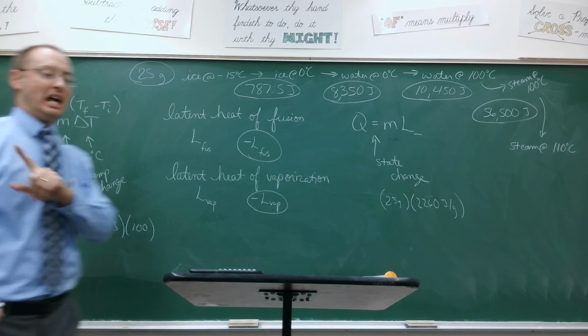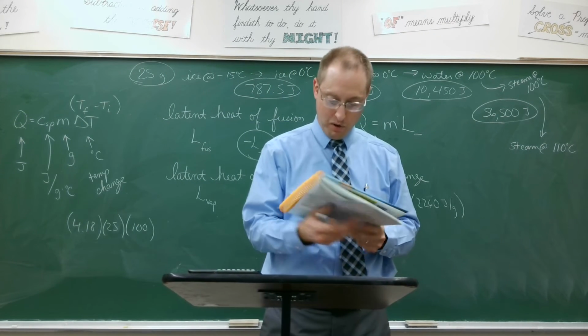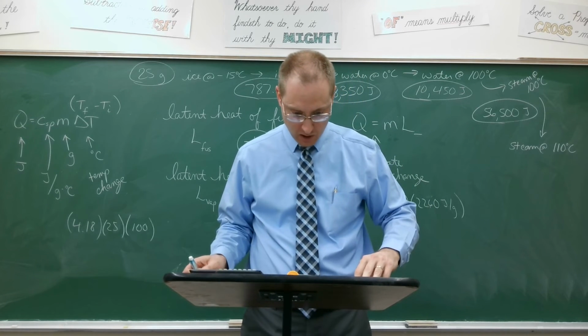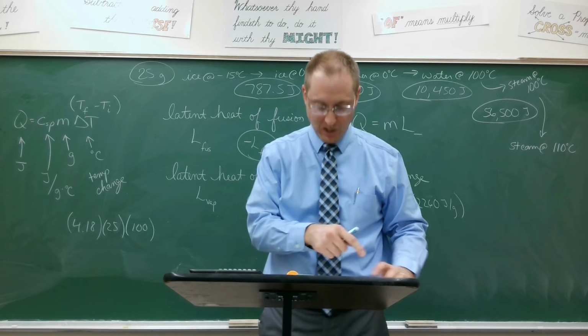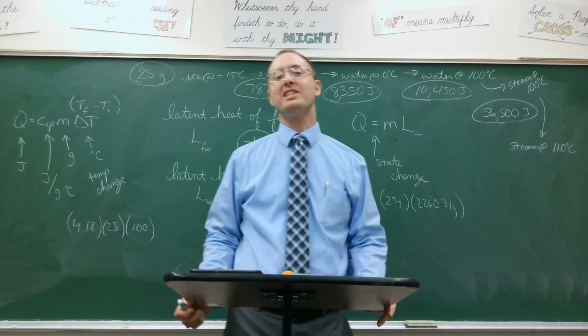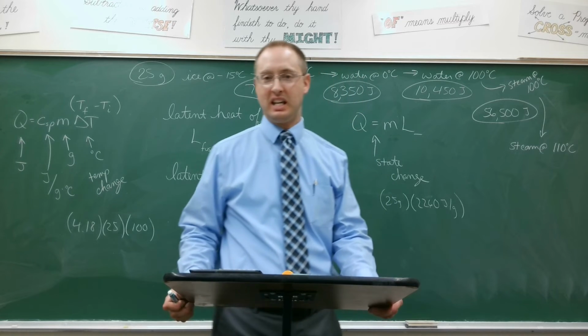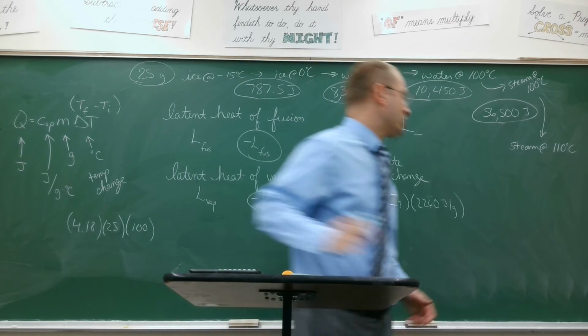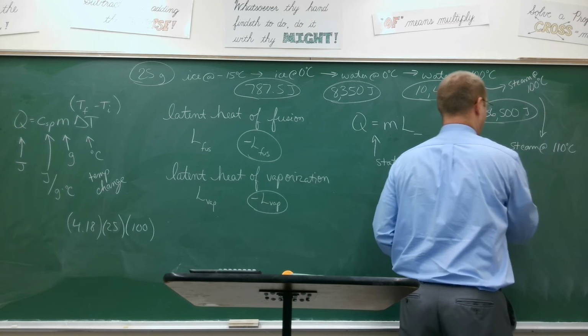Now, steam does not have the same specific heat as water. So we've got to look back, specific heat. Turn all the way back to page 116, and it lists all your specific heats. What is steam's specific heat from page 116, toward the bottom of the chart? 2.08. 2.08 joules per gram times degrees Celsius.